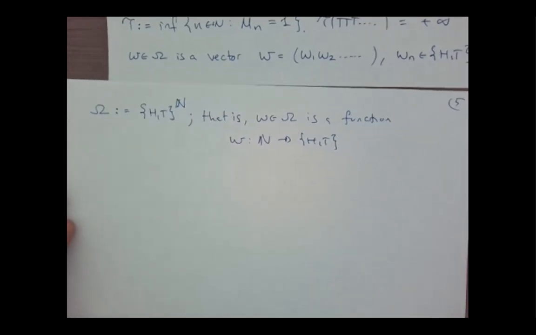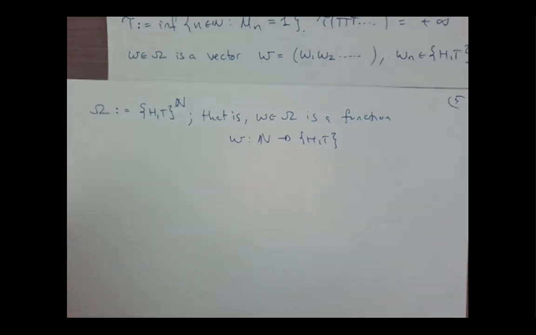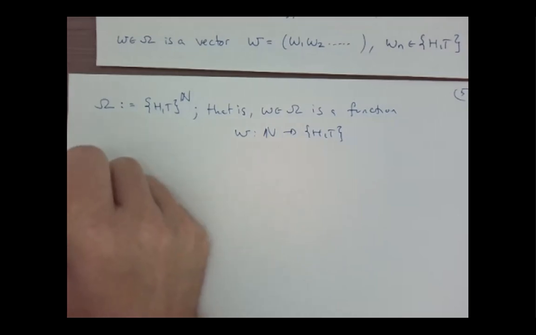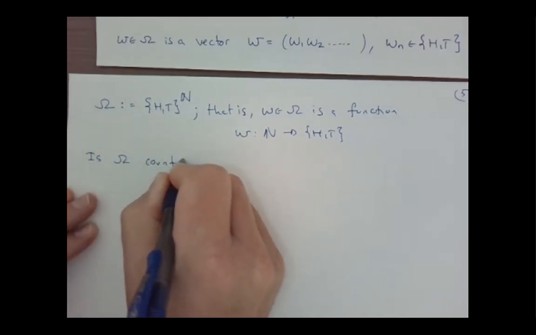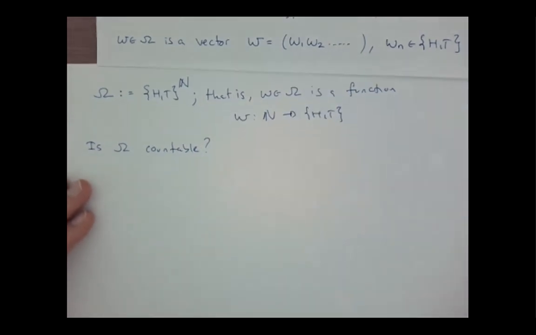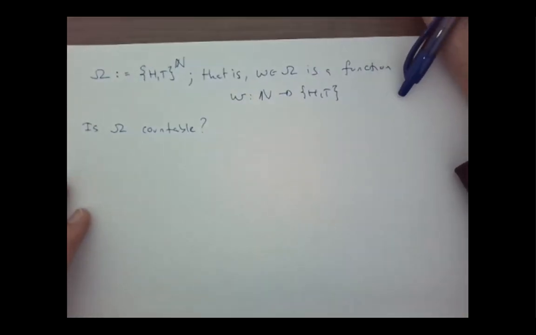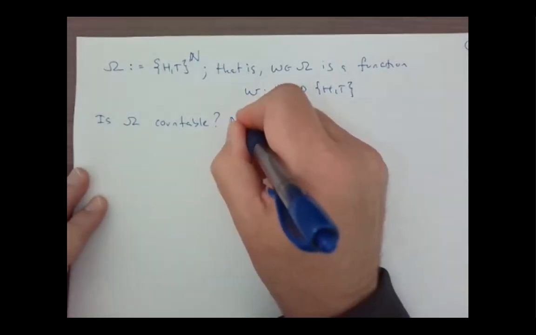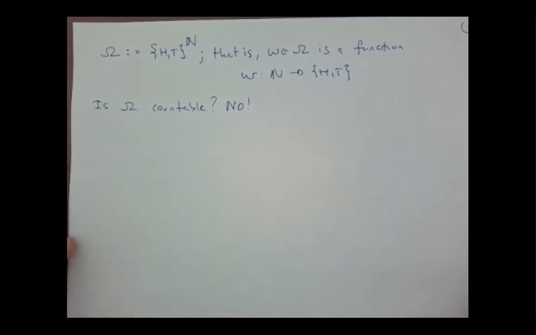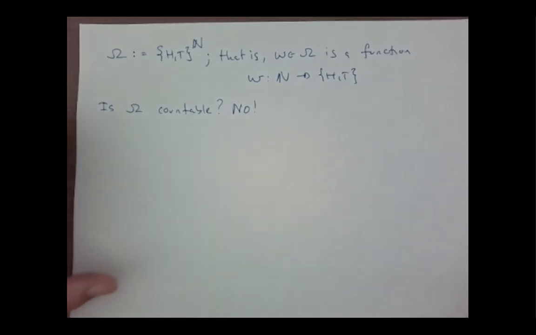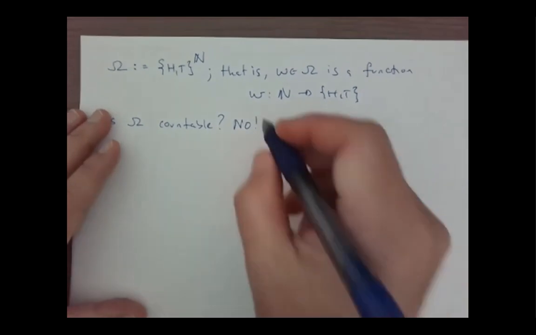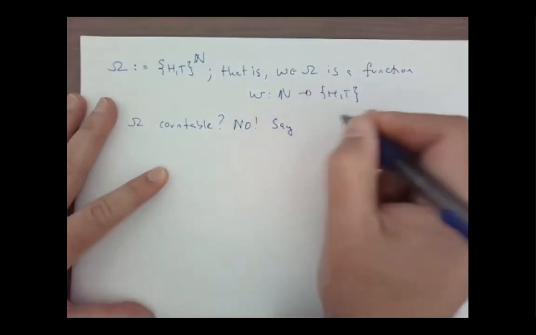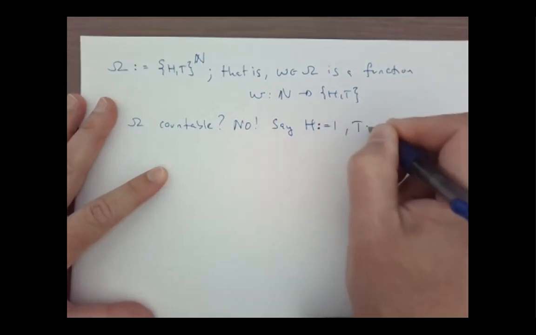Is this clear to people? And so one could ask, how big is the set omega? For example, is omega countable? Well, she says no, and can we give an argument for why that's the case? Well, just think about it. Say heads is 1, and say that tails is 0.